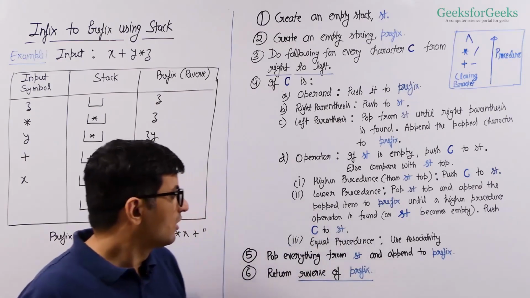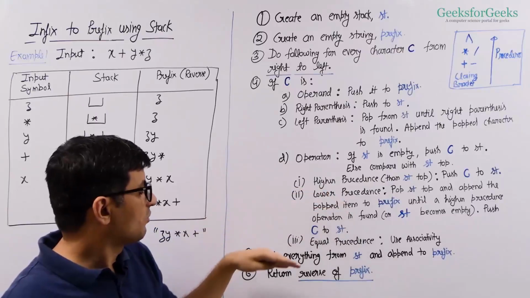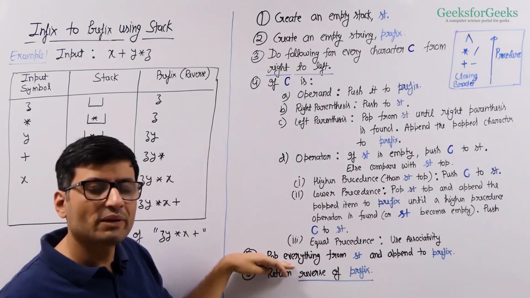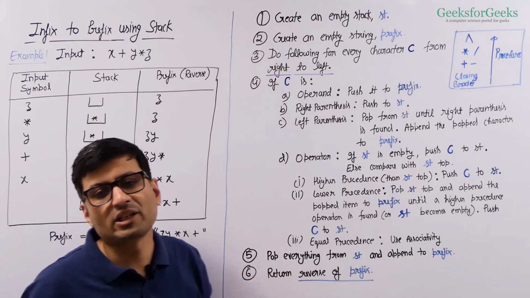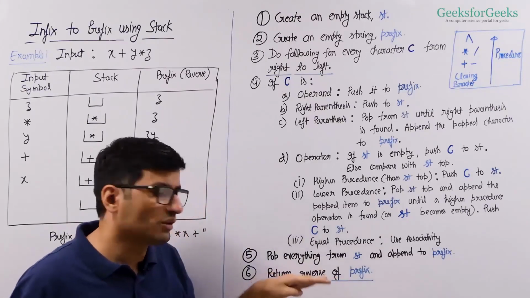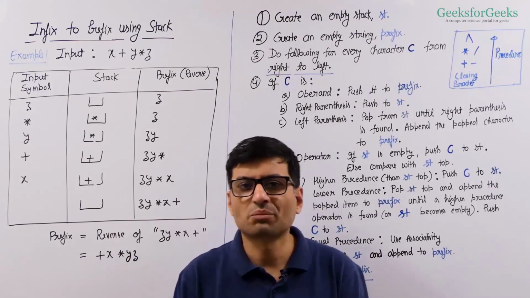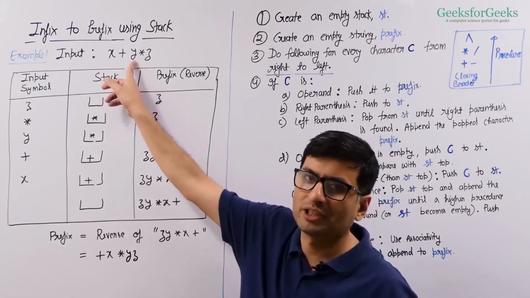Now, once we have processed every character of our input, we are going to pop everything from the stack and append it to the prefix. And at the end, we are going to return reverse of prefix. Let us now understand the algorithm with this example. We have this infix expression.